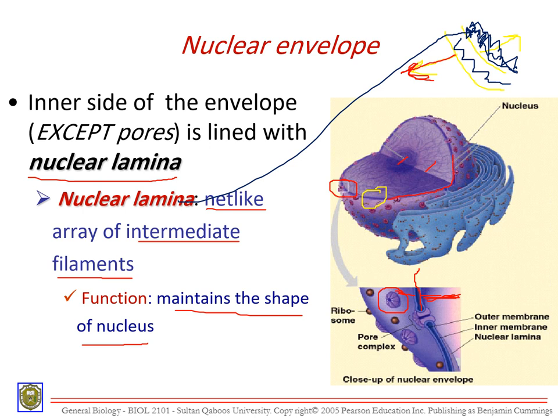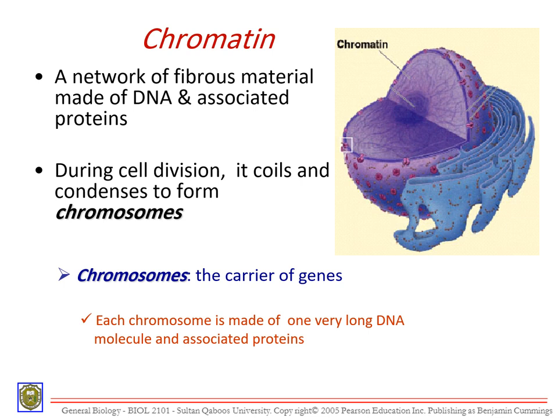Ribosomes on the outside of the nuclear envelope, we call them bound ribosomes. Next, so now we spoke about the envelope. Now the next thing we're going to talk about is the chromatin, this part over here. You see these lines inside here? This is all what we call the chromatin.